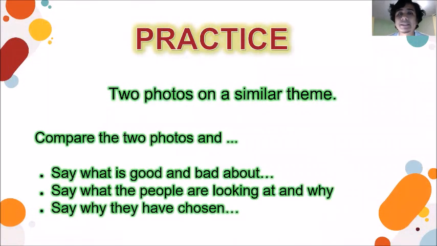How can I practice? It's very easy. You can search on Google for 2 photos on a similar theme and do a comparison between them. You can use this type of question, for example: what is good and bad about? What are people looking for and why have they chosen this place?